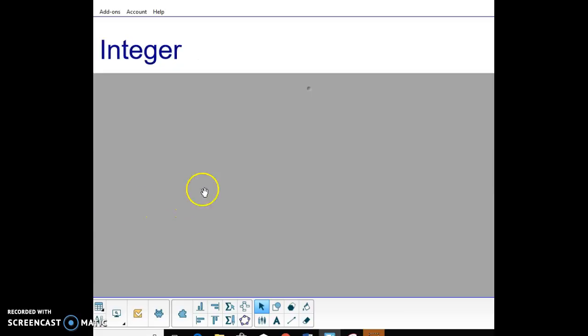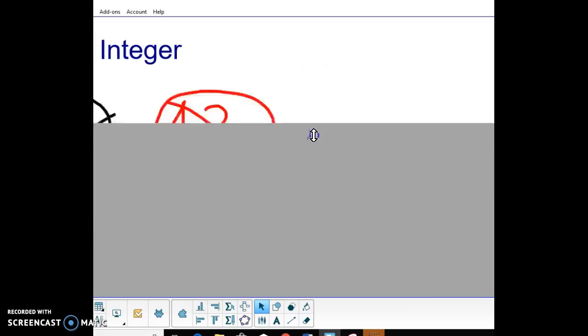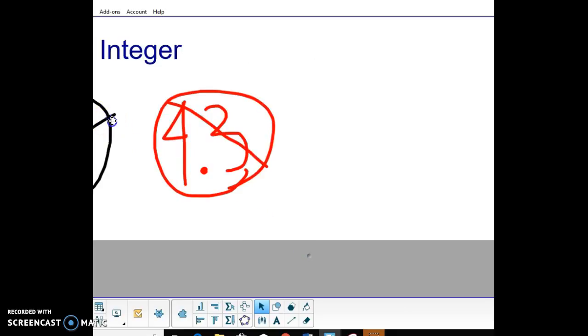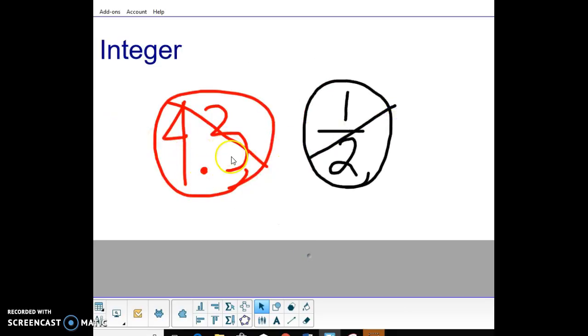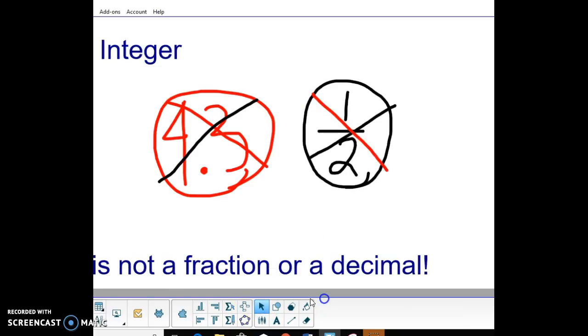An integer is a number that is not a fraction or a decimal. So I have 4.3 and I X'd it out because that is not a whole number. It's not an integer because it's a decimal. I'm going to X this out again because that is not an integer. I have 1/2, which is a fraction. And like I said before, integers have to be a whole number. It cannot be a decimal or a fraction. So that would be a non-integer.